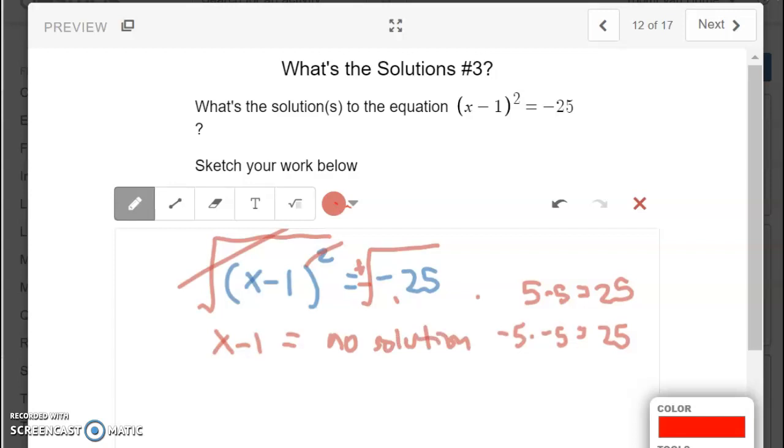So there is no solution. We can't go any further. That means there are no x values that will satisfy this equation. So, no solution, or I could even say no real number solution, because later on we are going to find that there is no real solution. However, we can find complex number solutions.